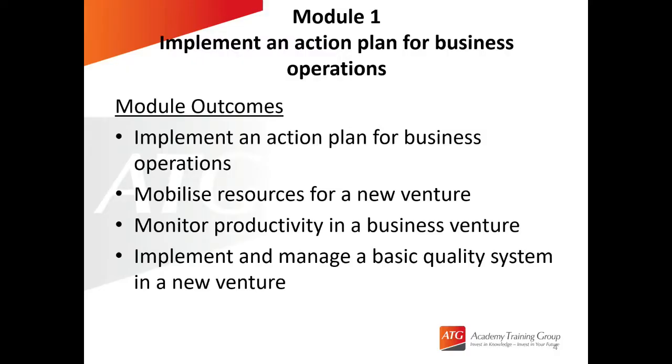So let's kick off today with the very first one, which is to implement an action plan for business operations. These are the module outcomes that we're going to be covering in this module. Firstly, how do we implement an action plan for business operations? 2, mobilize resources for a new venture. 3, monitor productivity in a business venture. And then lastly, implement and manage a basic quality system in a new venture.